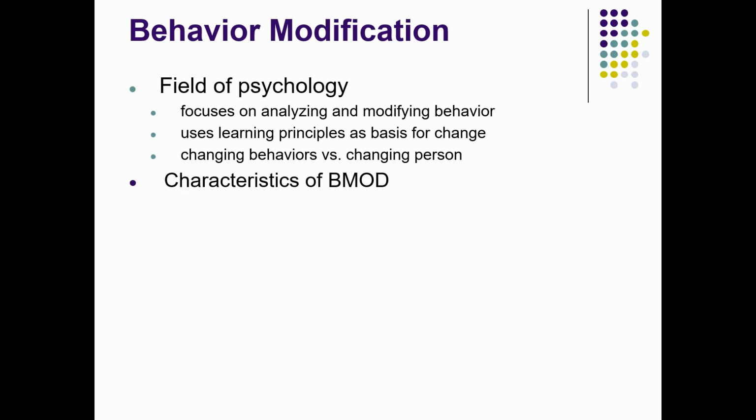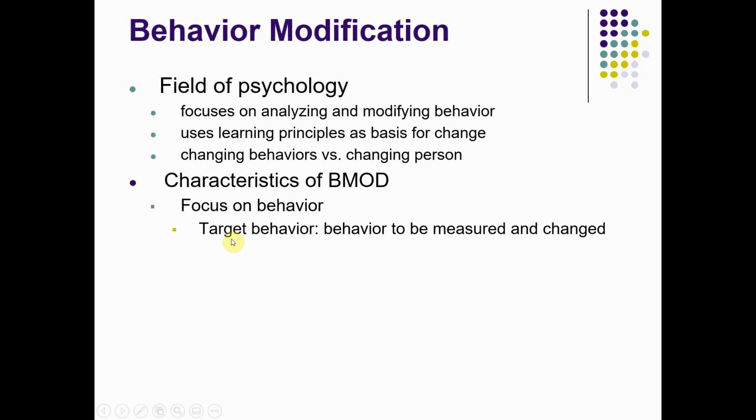So behavior modification has certain characteristics. We're going to talk about the characteristics of the field, and I'm going to often just abbreviate our field as BMod because that is a pretty standard way to abbreviate it. So as we mentioned, the field tends to focus on behaviors. So the focus is on behavior rather than on changing the person. Let's change the behavior. And oftentimes, the goal is to identify a target behavior. Now, that is the behavior to be measured and to be changed.